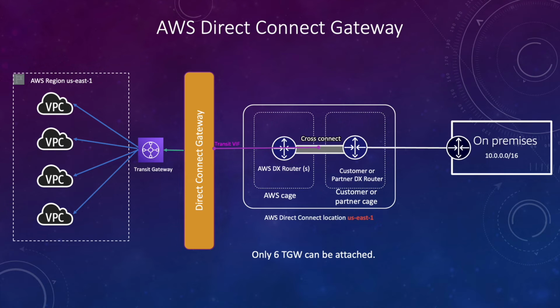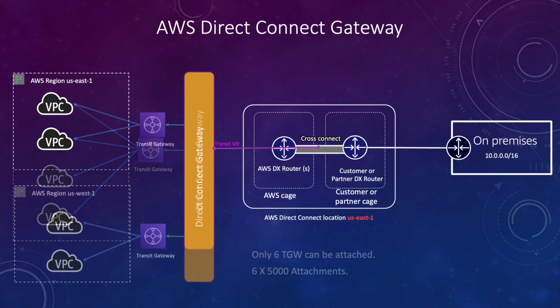At the time of the recording, you can only attach 6 transit gateways with the Direct Connect gateway. If I do the math, you can have 6 times 5,000, which is 30,000 attachments, or 30,000 VPCs, you can attach to the 6 transit gateways, then to the Direct Connect gateway, and those can communicate with your on-prem resources.